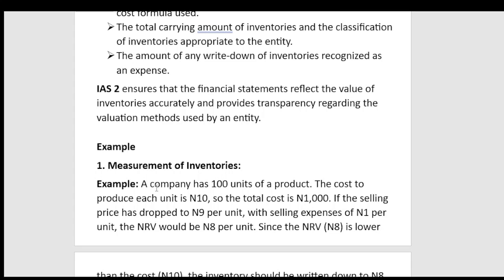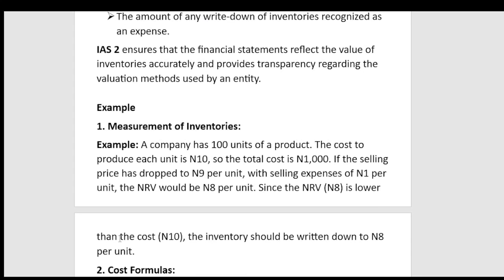Measurement of inventory. A company has 100 units of product. The cost to produce each unit is 10 naira. So the total cost is 1,000. If the selling price has dropped to 9 naira per unit, with selling expenses of 1 naira per unit, the net realizable value will be 8 naira per unit. Since the net realizable value of 8 naira is lower than the cost of 10 naira, the inventory should be written down to 8 naira.